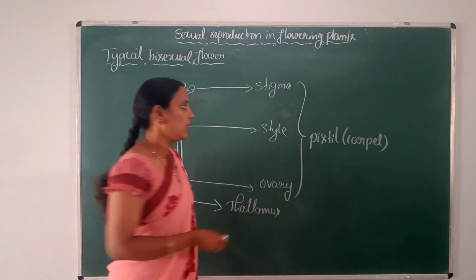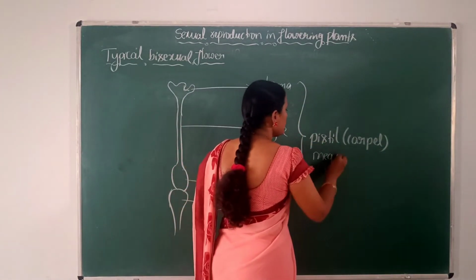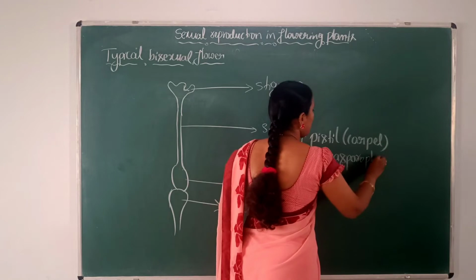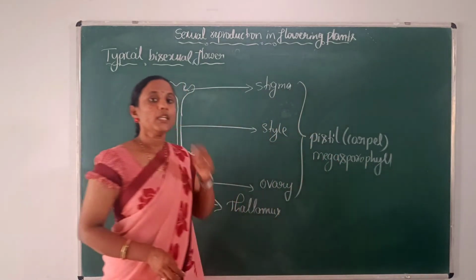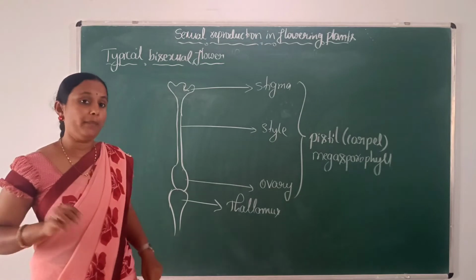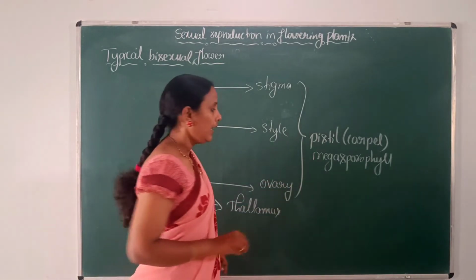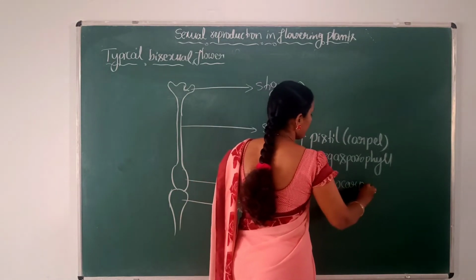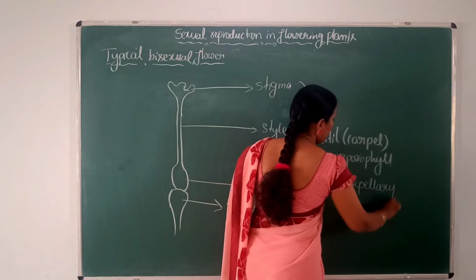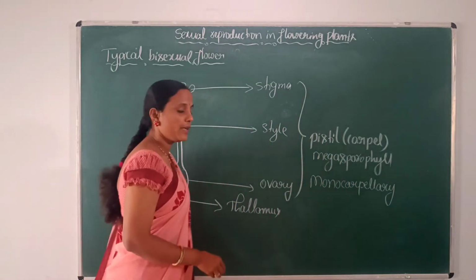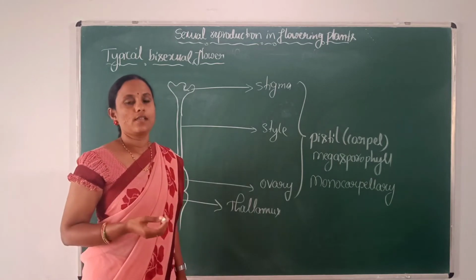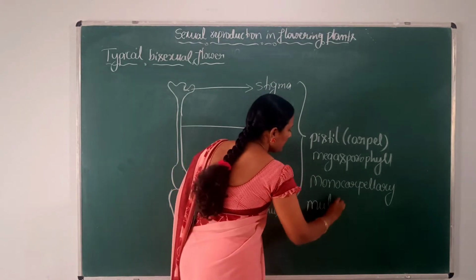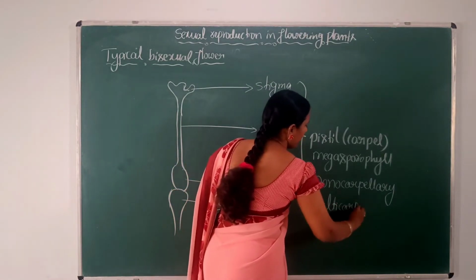or otherwise it is also called sporophyll, megasporophyll. In some plants, there may be a single carpel, and the condition is called monocarpellary. And in some, there are multiple carpels, that is more than one carpel may be present, and the condition is called multicarpellary.